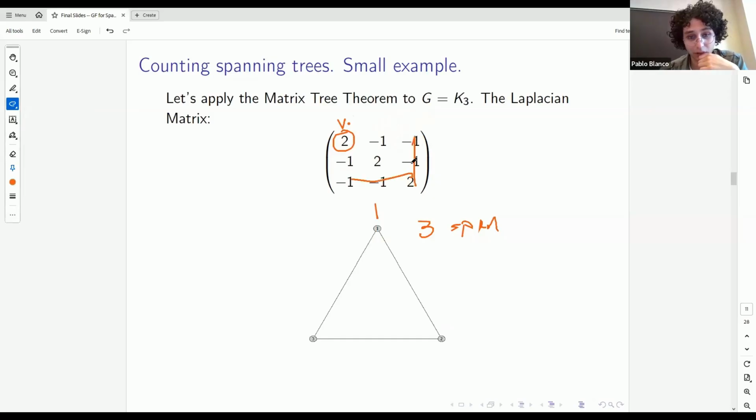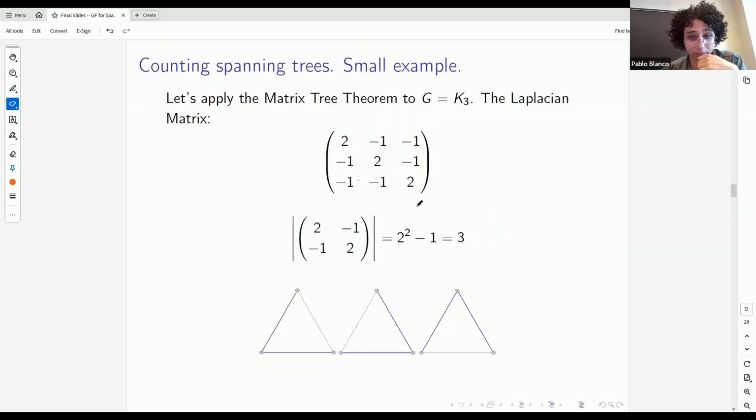Then I'm going to take out a row and column, like this, and take the determinant. So 4 minus 1, 3. Like I promised, I counted the number of labeled spanning trees. Hopefully you believe this really small example.